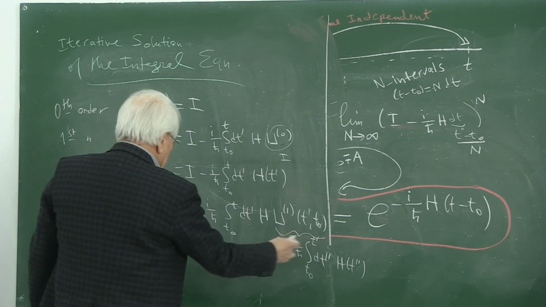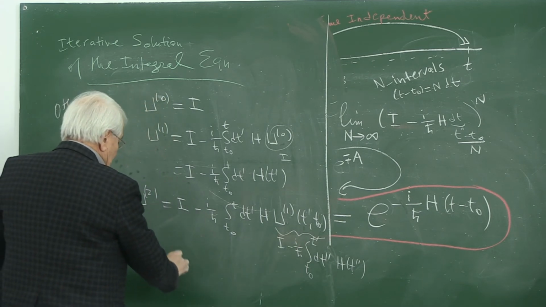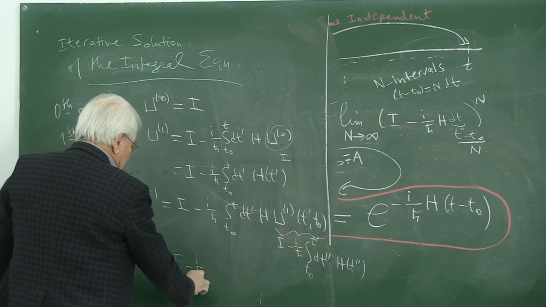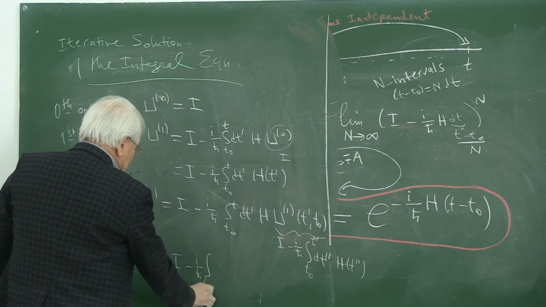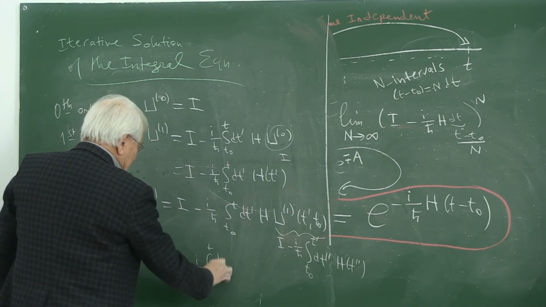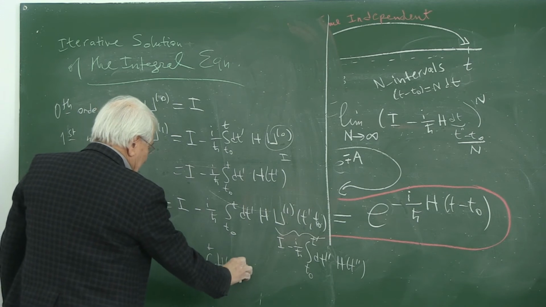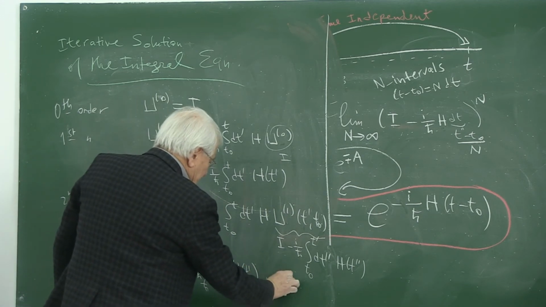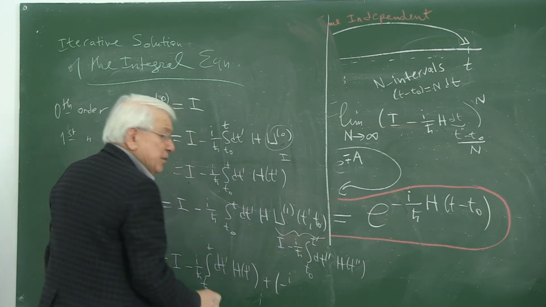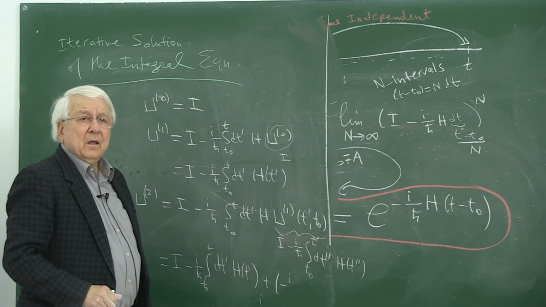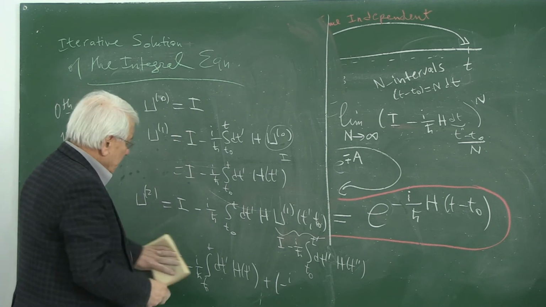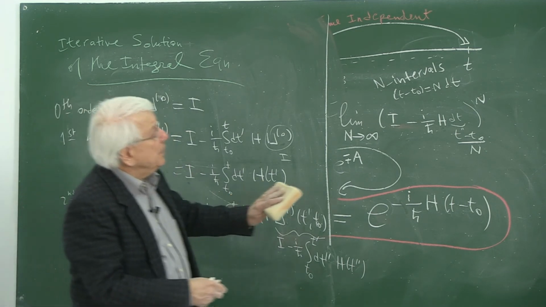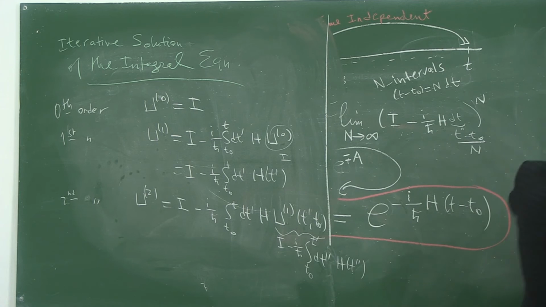Yes. So let me expand this. Minus i over h bar, integral from t0 to t dt prime H(t prime), plus... Can you see this from the back? I will write it up, sorry. Perhaps it's not that visible here. I will write it here. Okay, here.